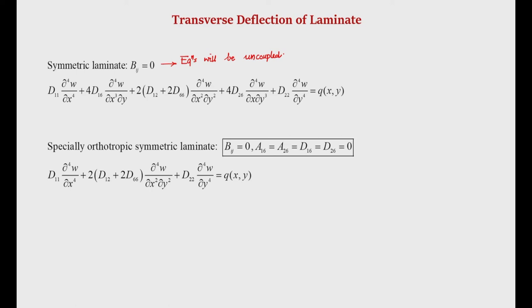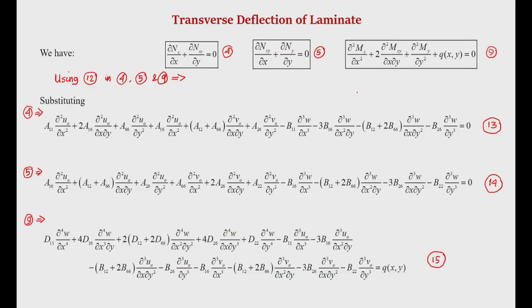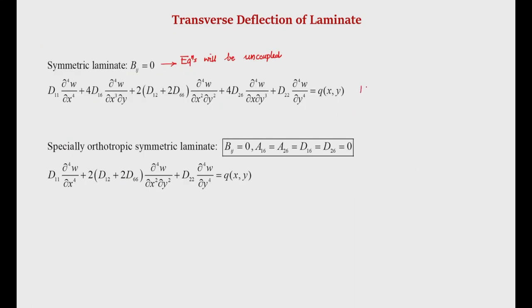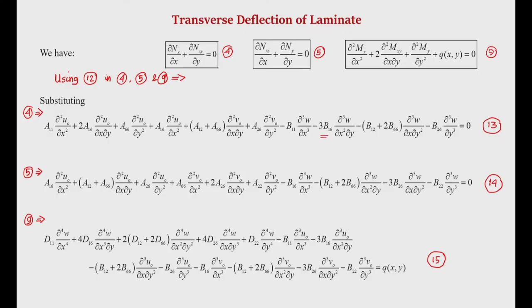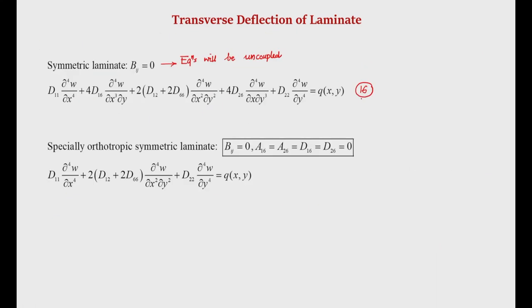Therefore, if you look back at equation number 15, here all the elements of B will be equal to 0, and this reduces to the equation representing the transverse displacement as the unknown. Okay. Even in the other two equations, the coupling will not be there, because this B terms will be 0, therefore, W will not appear in 13 and 14. Similarly, U naught and V naught will not appear in 15, therefore, they are uncoupled. Okay. So, the equation with transverse deflection as unknown is given by this 16.